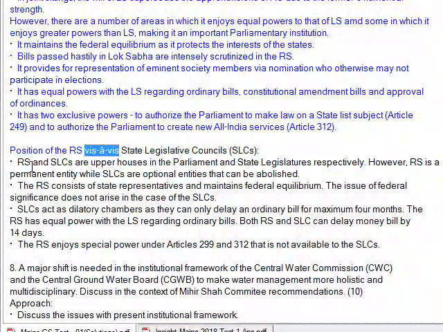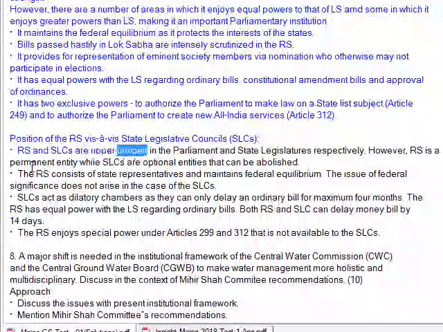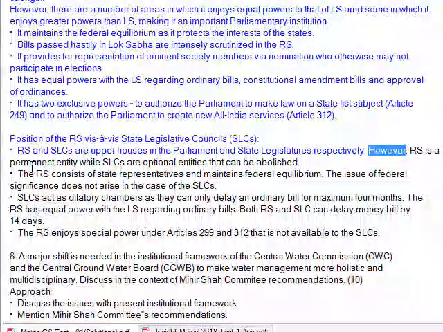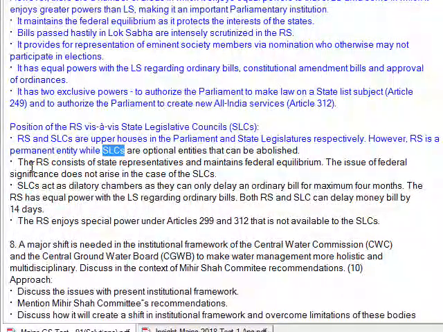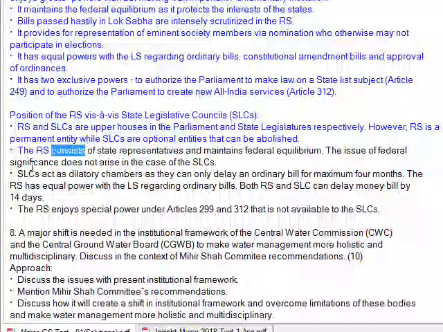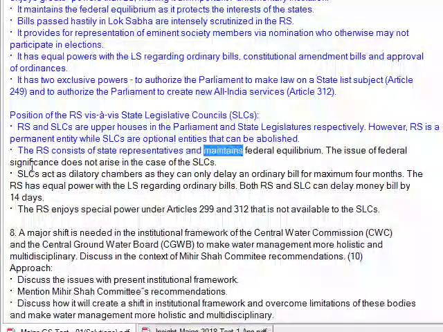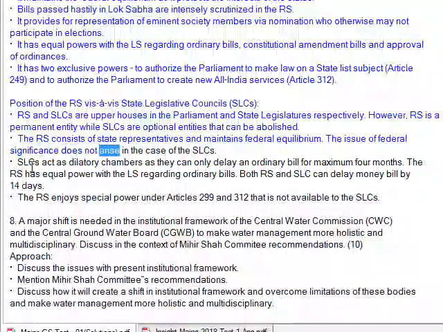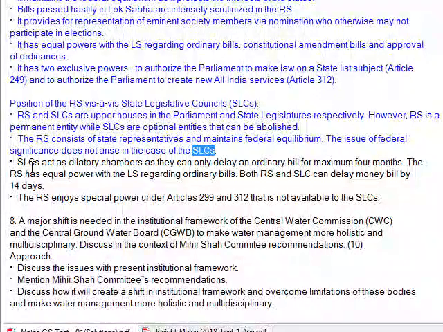Position of the RS vis-a-vis state legislative councils. RS and SLCs are upper houses in the Parliament and state legislatures respectively. However, RS is a permanent entity while SLCs are optional entities that can be abolished. The RS consists of state representatives and maintains federal equilibrium. The issue of federal significance does not arise in the case of the SLCs.